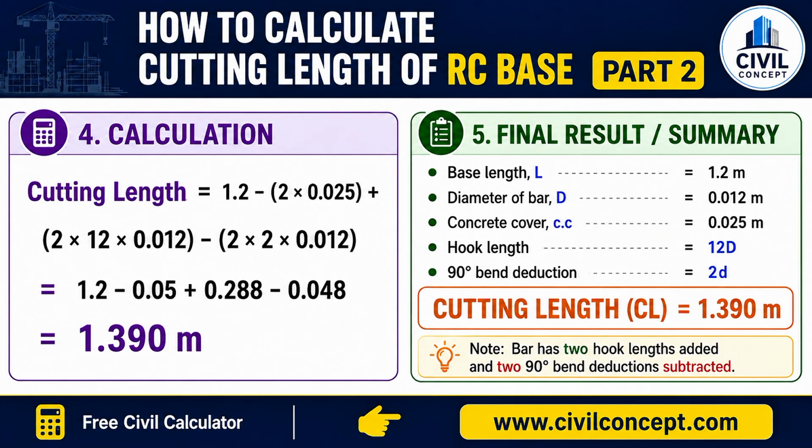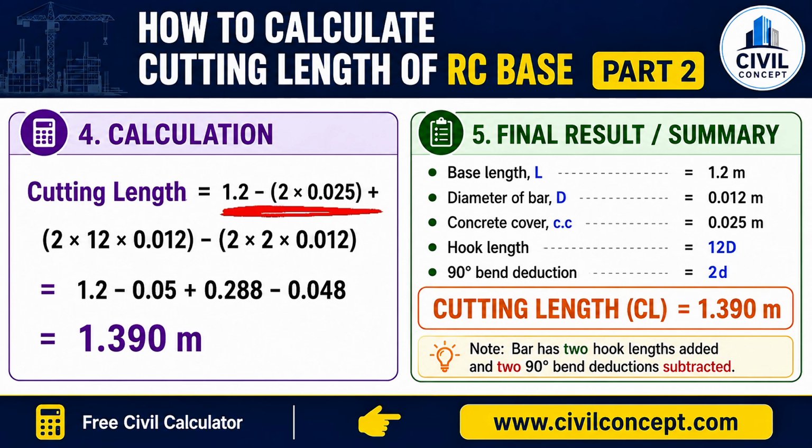Now let us put the values into the formula. Cutting length is equal to 1.2 minus 2 into 0.025 plus 2 into 12 into 0.012 minus 2 into 0.012. Now solve step by step.